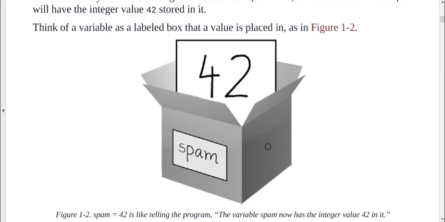Here, as you can see in this picture, spam is the name of the variable, and the value 42 is stored in this box. So what I said is, the variable behaves as a box which stores the value in it. 42 here is the value which is stored in the variable spam.